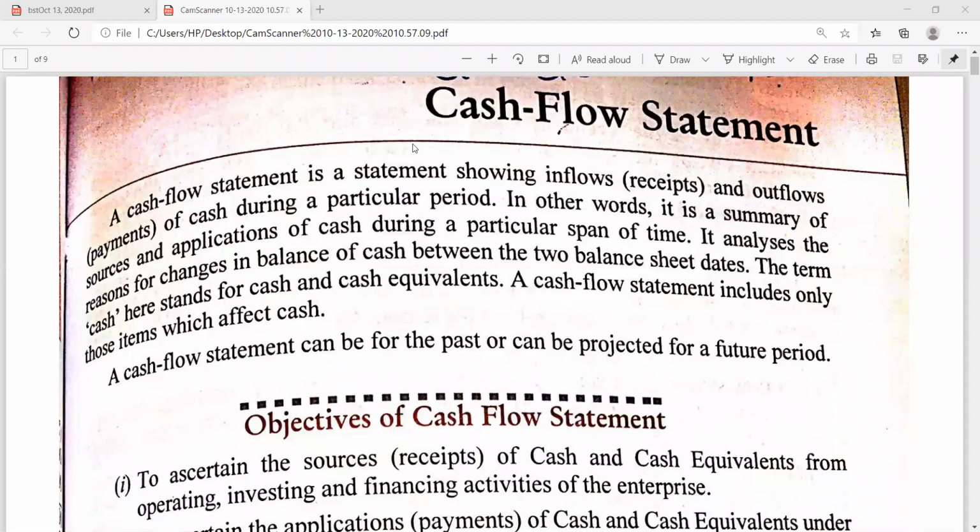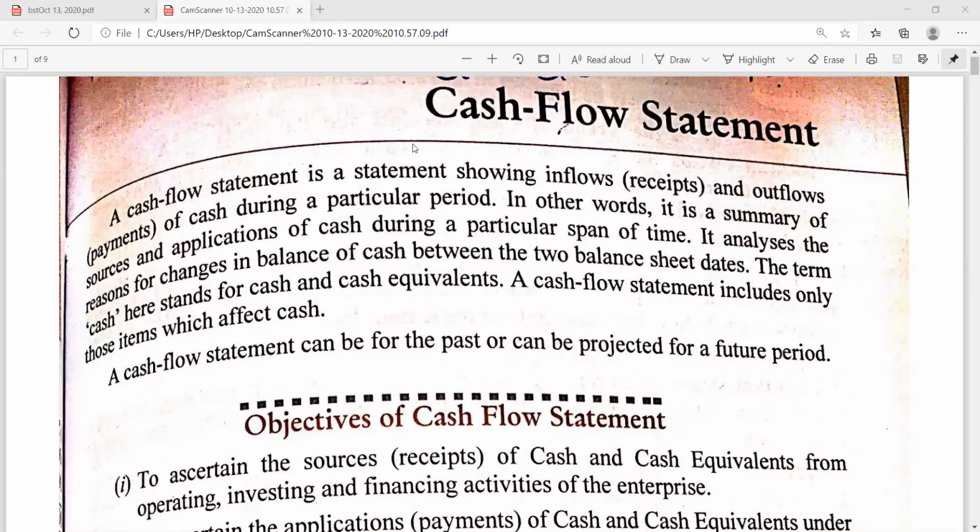I hope, in brief, if I conclude, what is a cash flow statement? It is a statement which shows the inflow and outflow of cash during a particular period. Moreover, in other words, it is a summary of the sources, sources meaning from where the cash is coming to you, inflows. And applications means where the cash is being used. These are the outflows during a span of time.